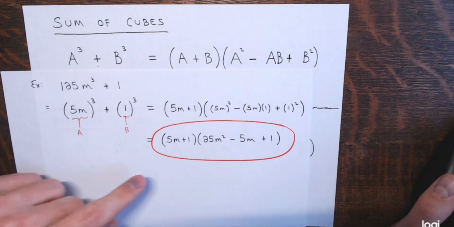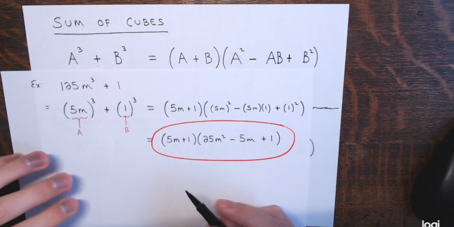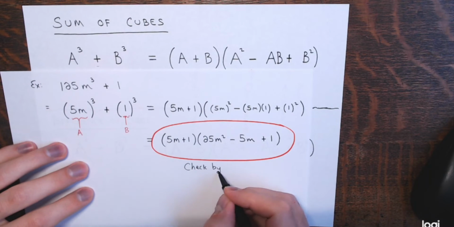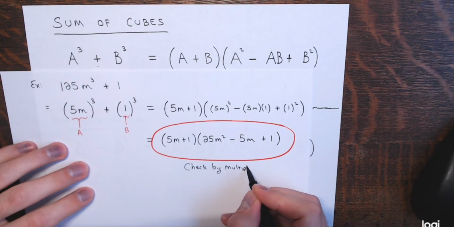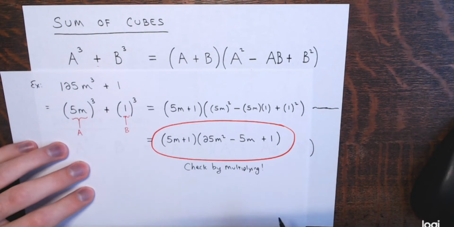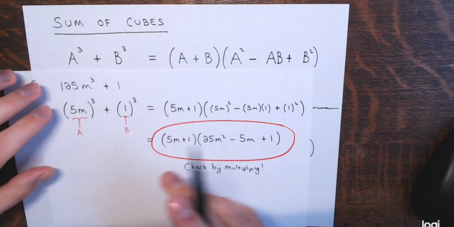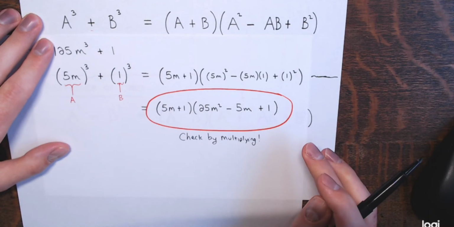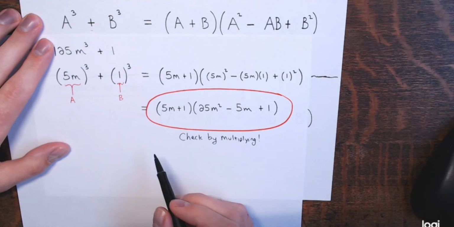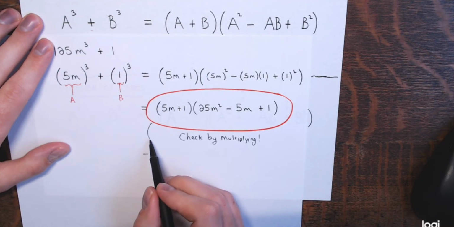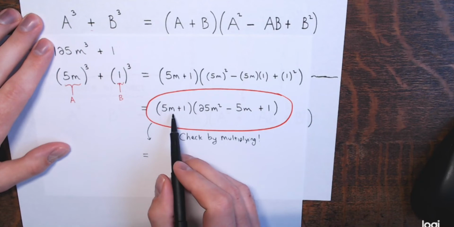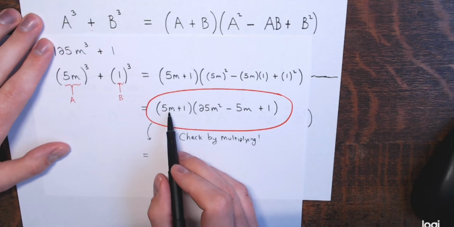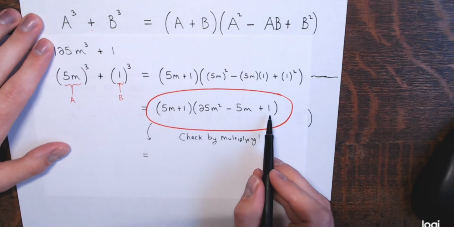And then again, check by multiplying. Make sure that this product is equal to 125m cubed plus 1. Now, I'm assuming you remember how to multiply polynomials. So I'm going to do that here. I would distribute the 5m plus 1 to these three terms, so basically these two terms get multiplied by all three of these terms, and then we add up like terms.